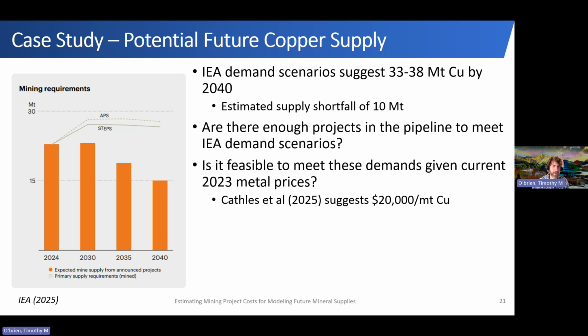If we look at this chart on the left by the IEA, the bars are the expected production from announced projects, and these are the various demand scenarios. What we see by 2040 is a significant gap, which equates to about 10 million metric tons. So what I wanted to see is, are there enough projects in the pipeline that have not announced what their production may be to meet these IEA demand scenarios? Can they fill this gap?